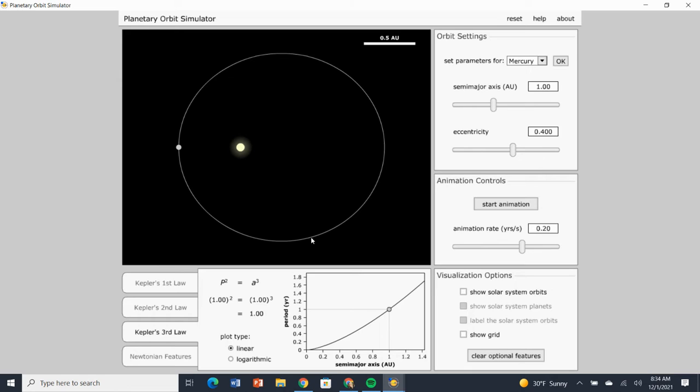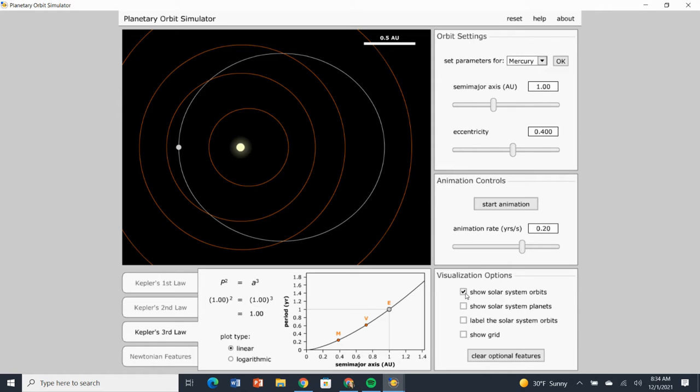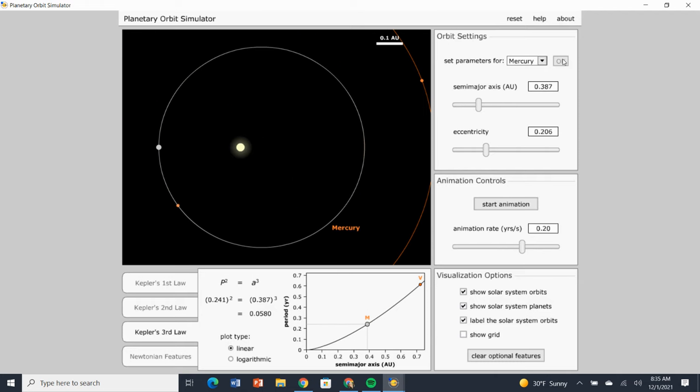The first thing it says to do is, in the visualization options in the lower right corner, turn on orbits, planets, and labels. So we're going to turn on the orbits, the planets, and their labels. There you go. And then it says we're going to start with planet Mercury. We're going to click OK and then go ahead and start the animation.